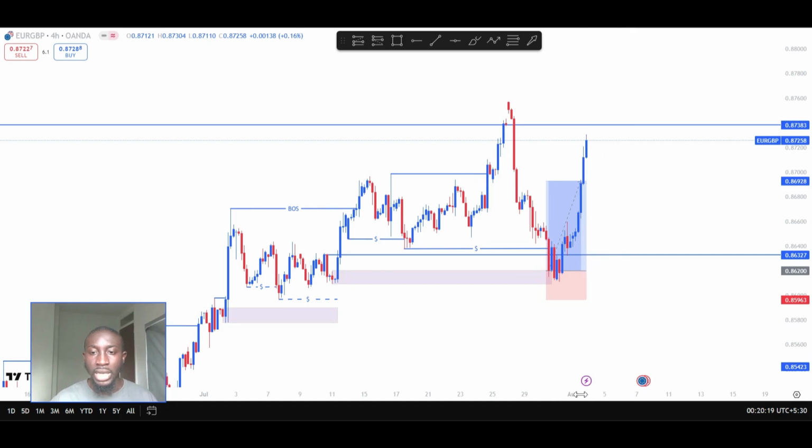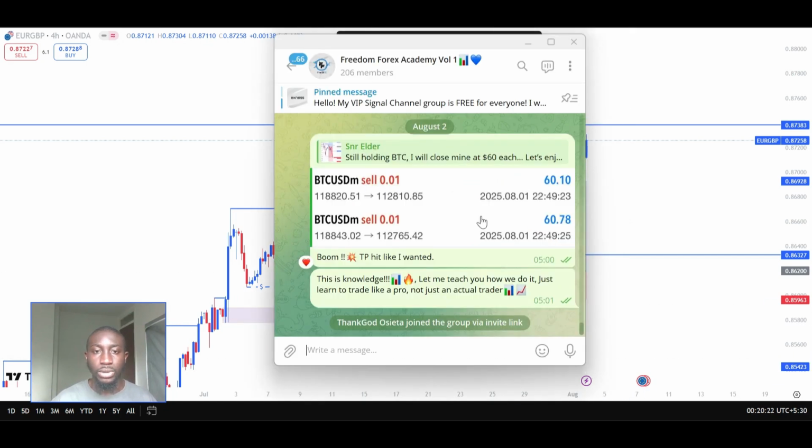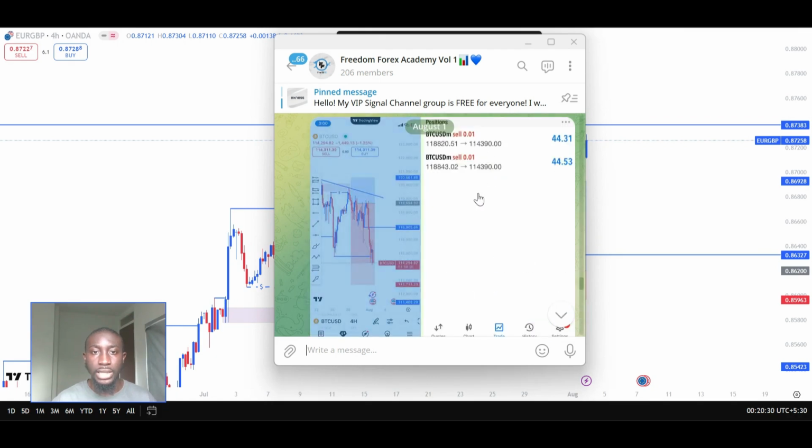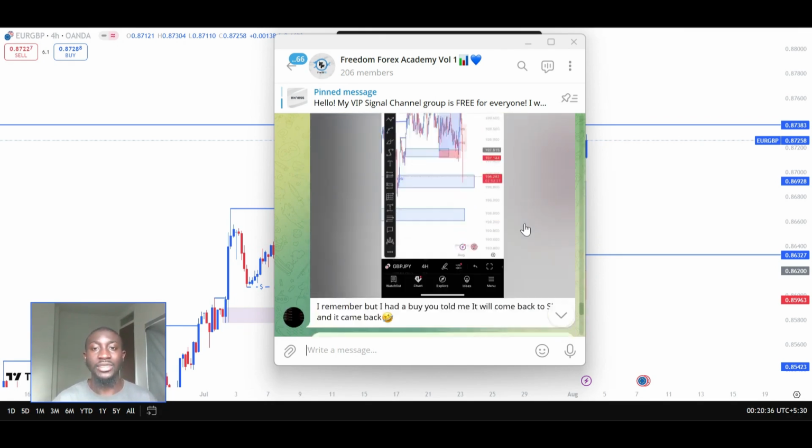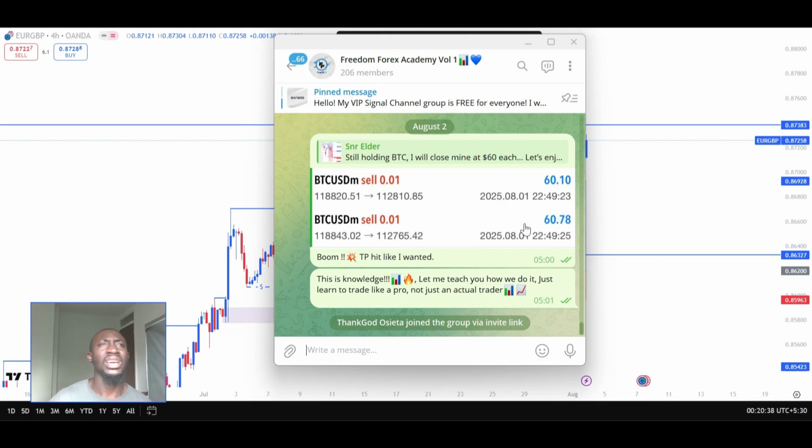As you can see, I gave the signal in my Telegram group. You see, this is BTC. When we hit TP, boom, TP hit like I wanted. I wanted 60. I told them already. Yeah, let me show you guys. I said, still hold the BTC. I will close mine at $60 each. Let's enjoy the ride. I left it. That's all this trade. I think BTC has been running for 4 days now, 3 days plus this year.